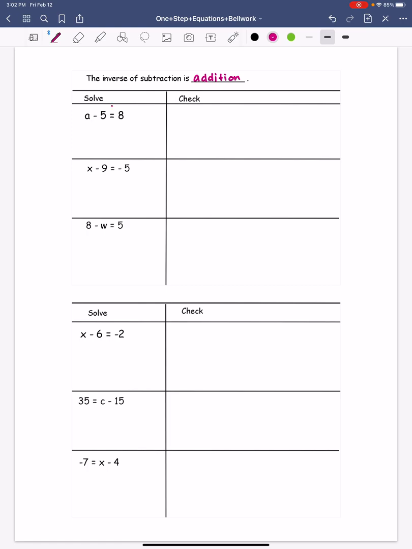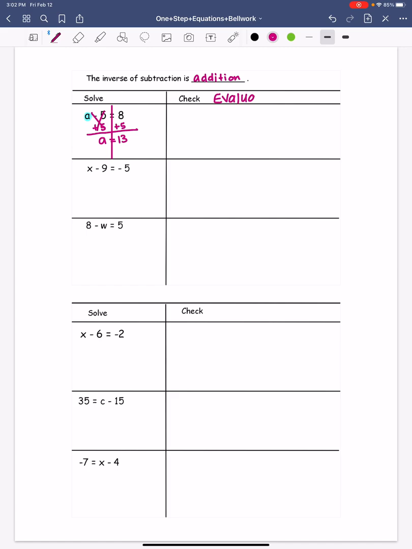So we're going to solve first, and we're going to show our work every step of the way here. a is my variable, and I need to get it alone. Well, subtracting 5 is keeping it from being alone. So we're going to add 5 to both sides. Now, -5 plus 5, those cancel out to be 0, and we are left with a equals 8 plus 5 is 13.